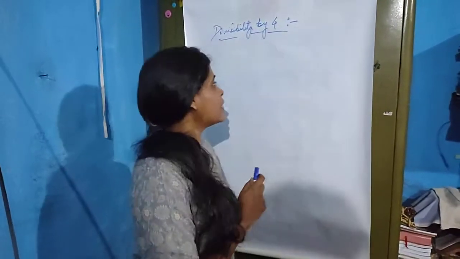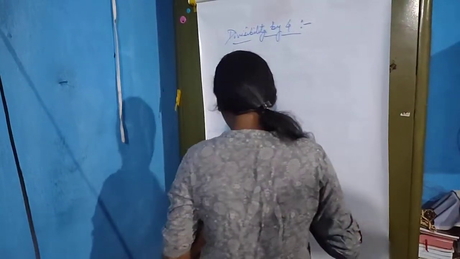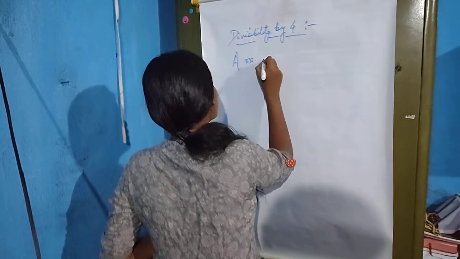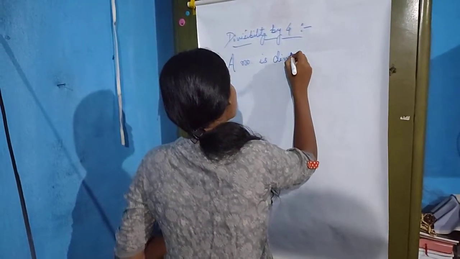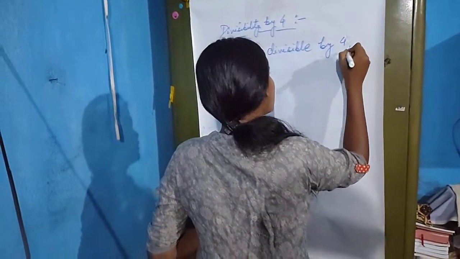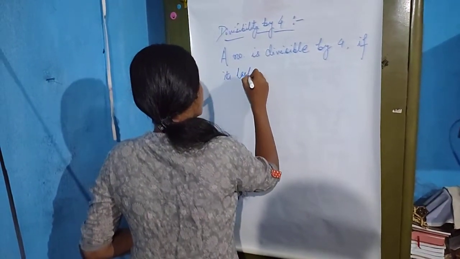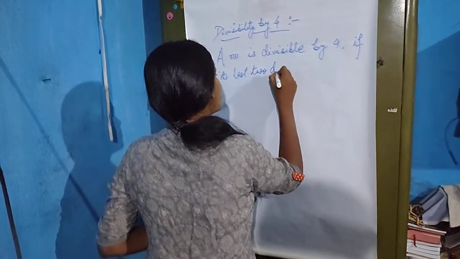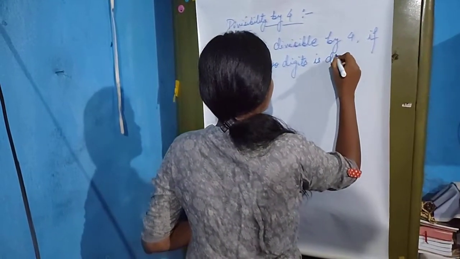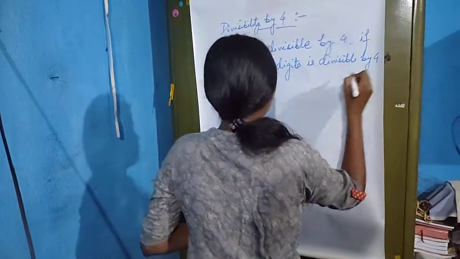So a number is divisible by 4 if its last two digits are divisible by 4. That means, if its last two digits, the units digit and tens digit, are divisible by 4.